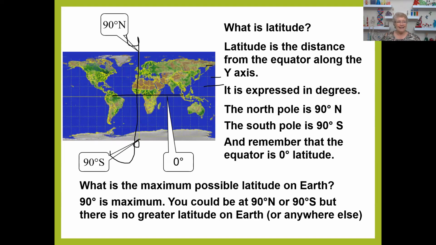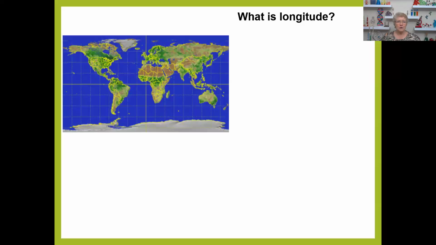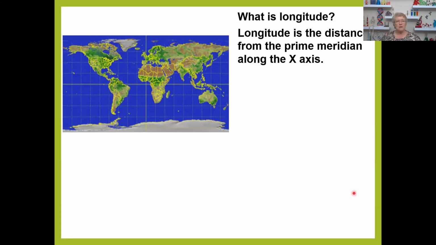All right, now let's talk about longitude, what longitude is. So latitude is this way. That means longitude is up and down. Longitude is the distance from the prime meridian right here, the up and down line, along the x-axis. Yeah, you're right, Henry. We haven't gotten there yet, but 90 south would be negative 90. Yep, we'll talk about that in just a second.